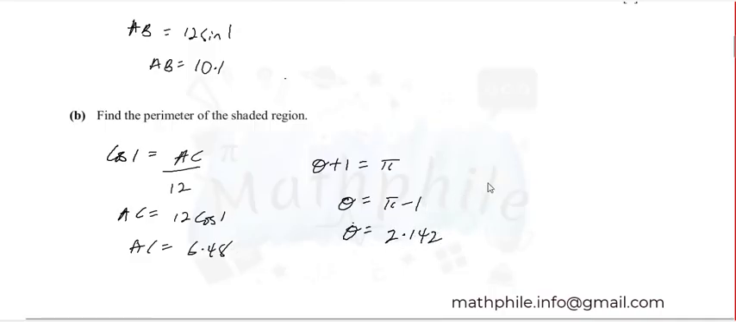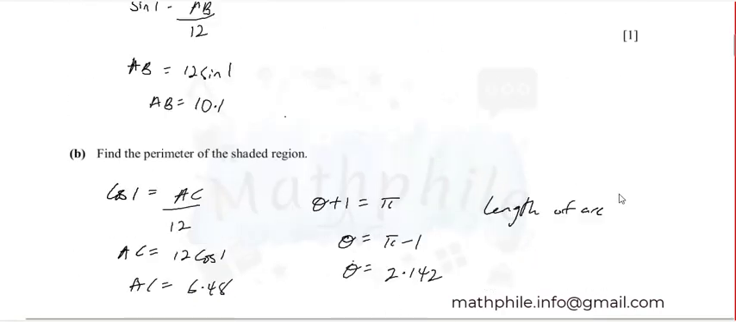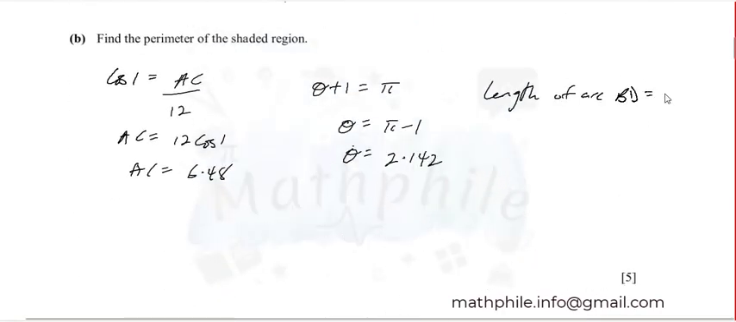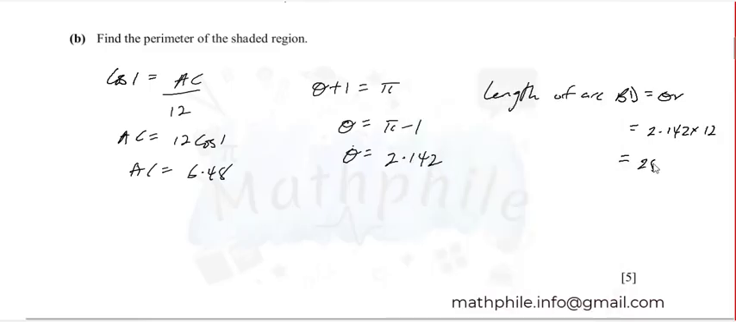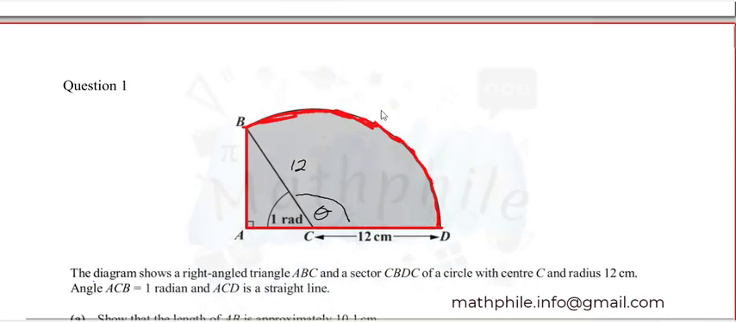Now we can use this theta to find the length of arc. So length of arc BD is equal to theta r. We know theta to be 2.142 and r to be equal to 12. So we can quickly find this one. 2.142 times 12 should give you 25.699. Okay, I think we have everything we need. We've got this one to be 25.699.